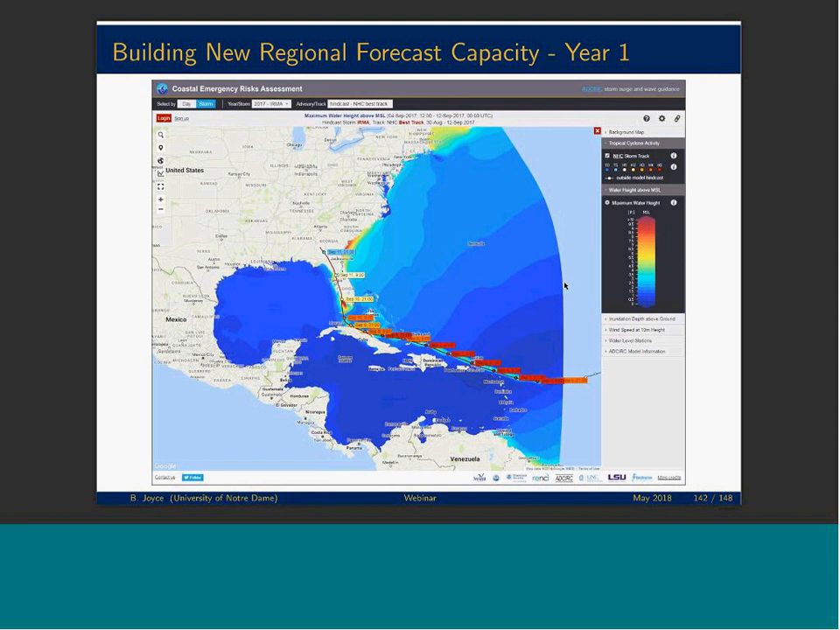forecasting. We envision that looking something similar to this system, which was built by a number of people at USC, LSU, and a few other organizations, where they've built a forecasting capacity for the East Gulf Coast of the United States.